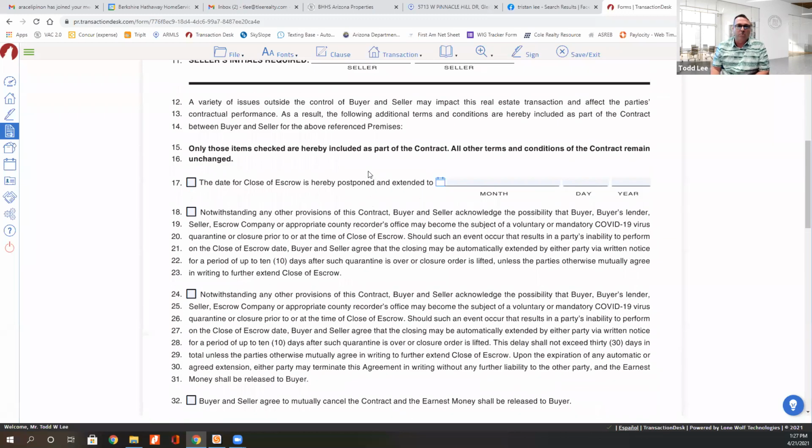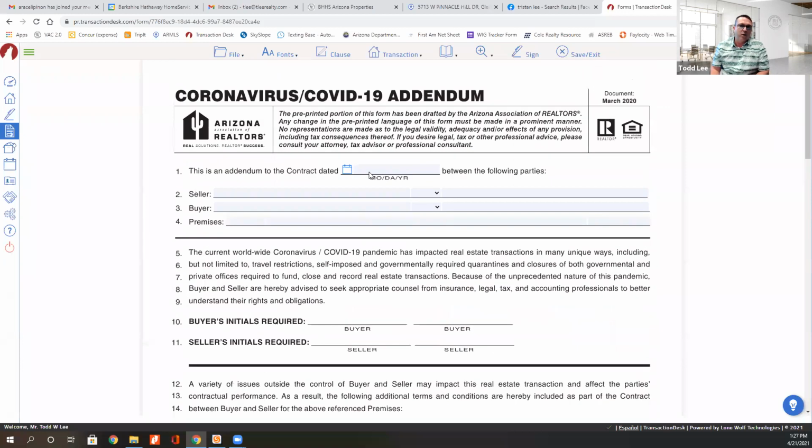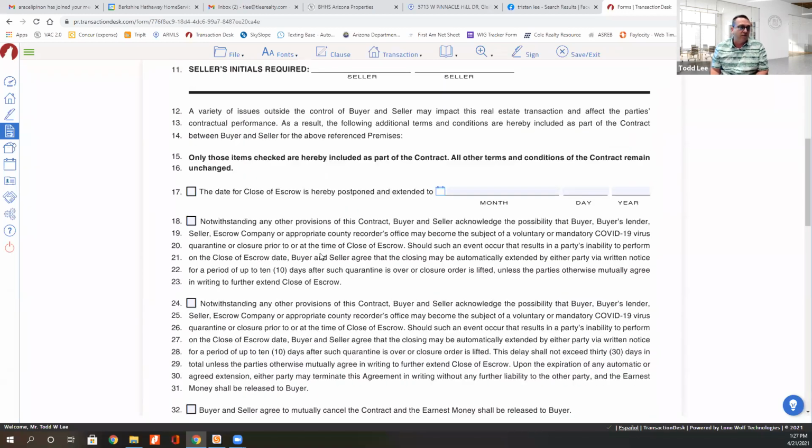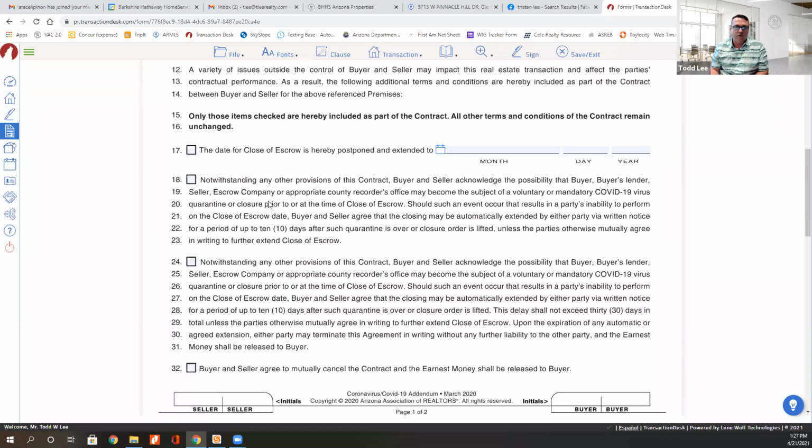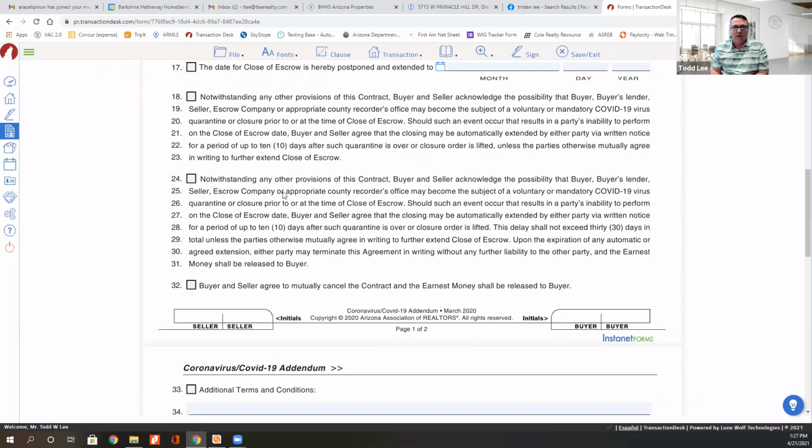And again, it depends on which box you check. I mean, if you make this part of the contract, but you don't check any boxes, fine. That's fine. No problem. As long as we don't have to check any of those boxes and agree to do any of that nonsense. And then it says, notwithstanding any other provisions of the contract, buyer and seller acknowledge the possibility that the buyer, lender, escrow, appropriate recorder's office, subject to a voluntary or mandatory COVID-19 virus quarantine.